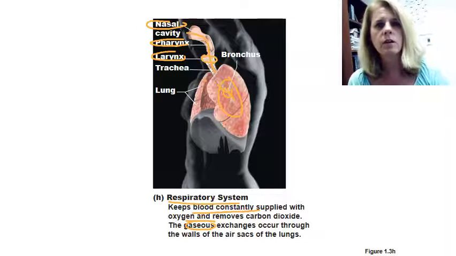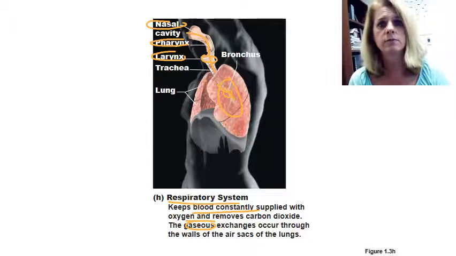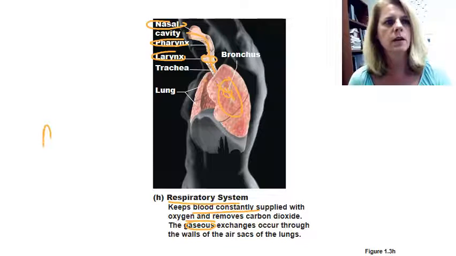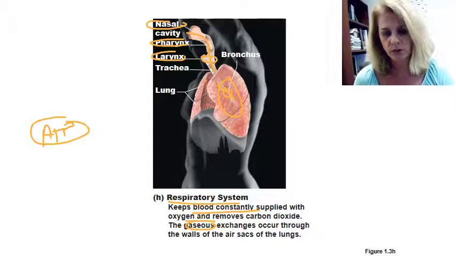Does anyone know why we use oxygen, or why do we have to breathe? Why do we even need oxygen? The answer will always be ATP. You'll learn about ATP later, but this is essentially the energy that our body uses. So we want to breathe so that we can get the oxygen so we can make the ATP, which is our energy source.